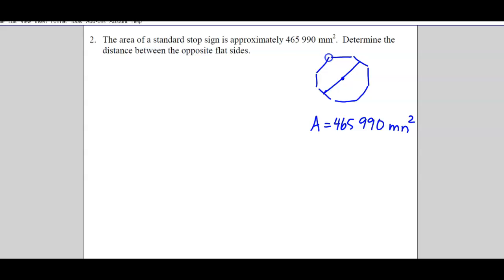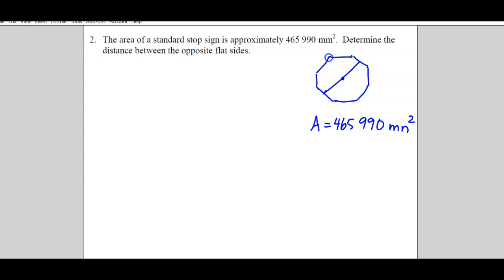Okay, so I drew kind of the octagon there, close. A stop sign is a regular octagon, which means all sides are equal length, and all those angles will be equal as well. We want to find the distance between the opposite flat sides as opposed to opposite vertices. So it's going through the center there.